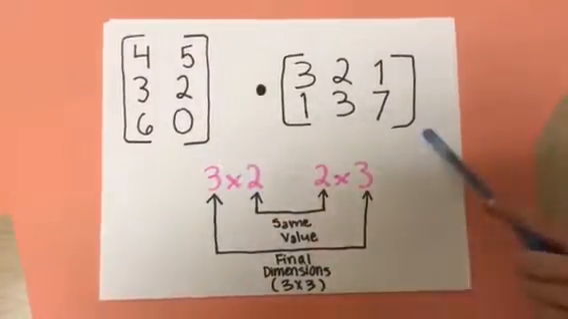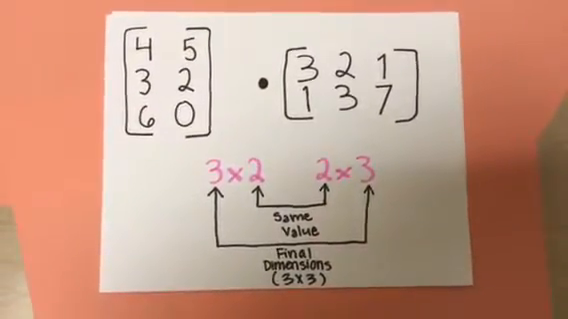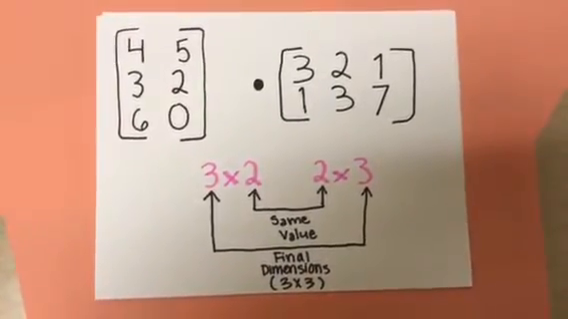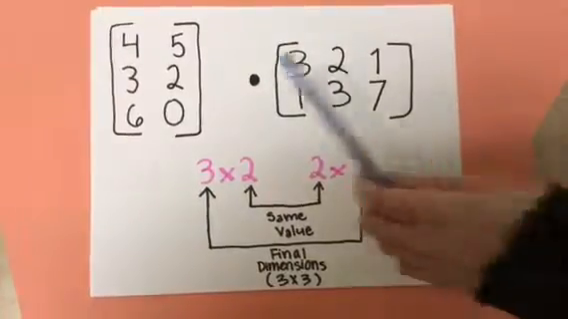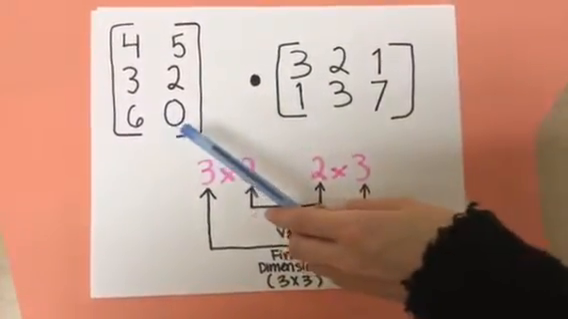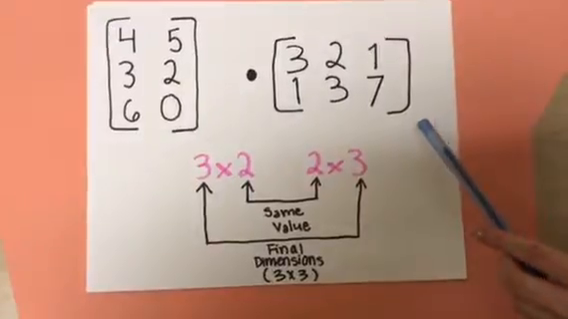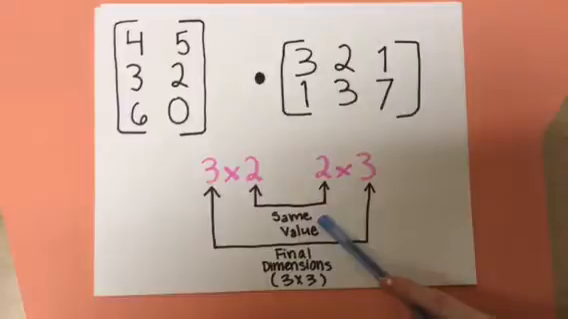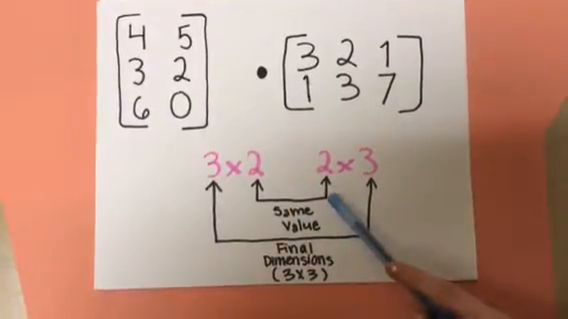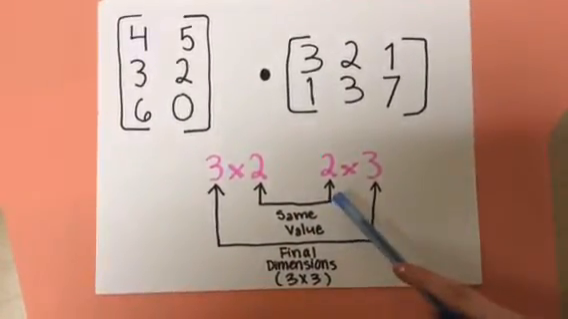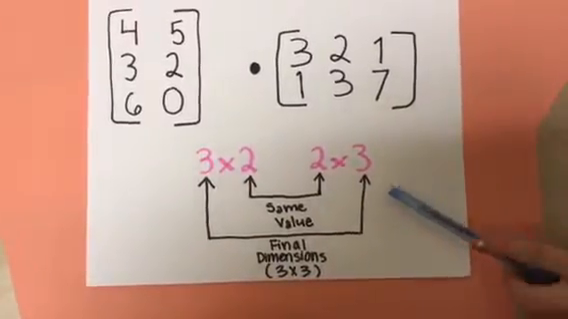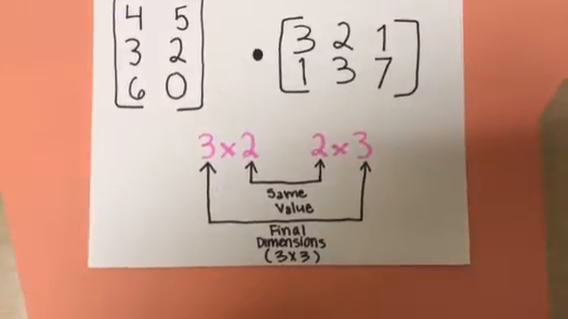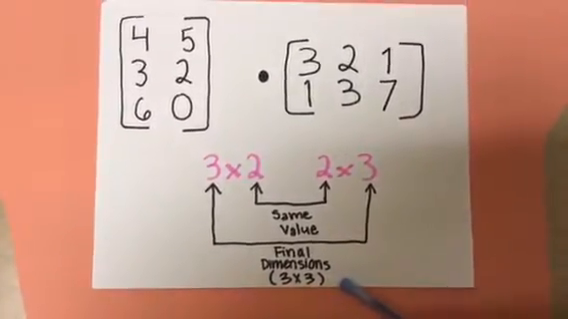Here's 2 matrices. For matrices to be able to multiply, the 2 must have the same number of rows and columns. So, matrix A has 2 columns, and matrix B has 2 rows. If these 2 numbers are different, you can't multiply the matrices. And these 2 numbers show what the final matrix's dimensions will be, 3 by 3.